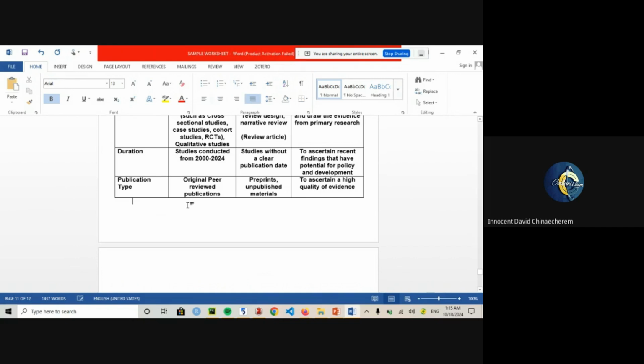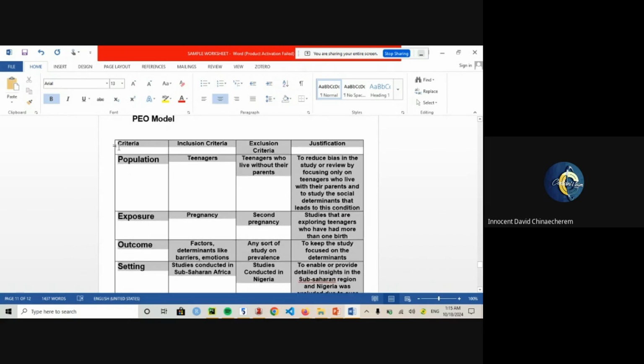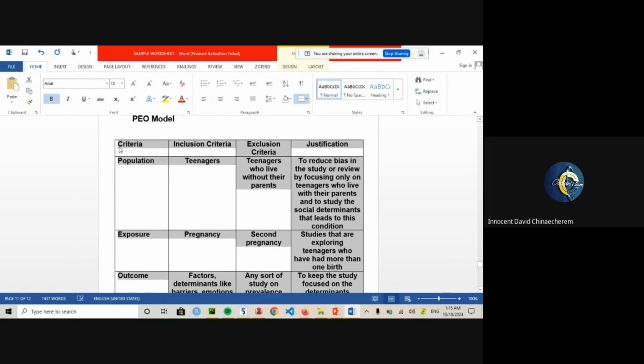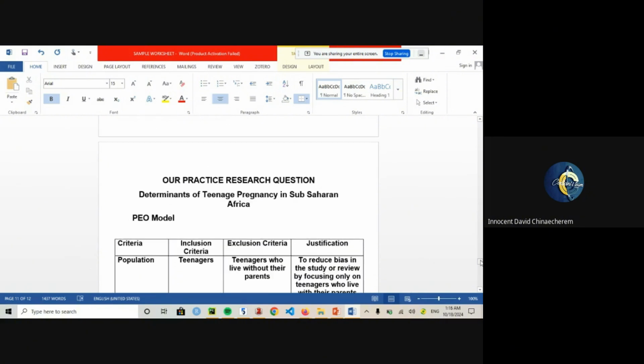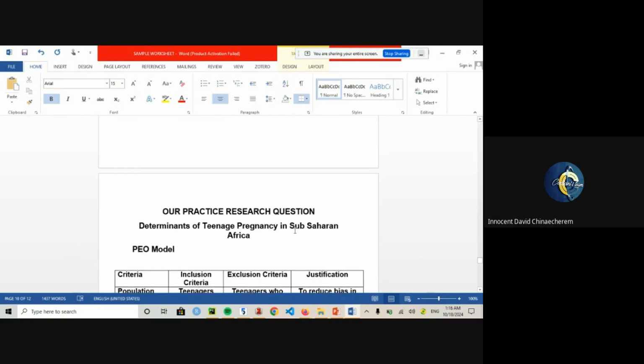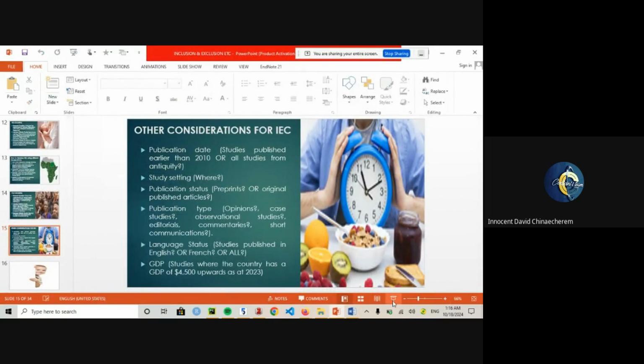But so, ladies and gentlemen, I've successfully generated my inclusion and exclusion criteria. So can you see this? This is my inclusion and exclusion criteria based on my practice question, which is: what are the determinants of teenage pregnancy in sub-Saharan Africa? Now we have to go back to the slides where we will have a further explanation. So beautiful there.